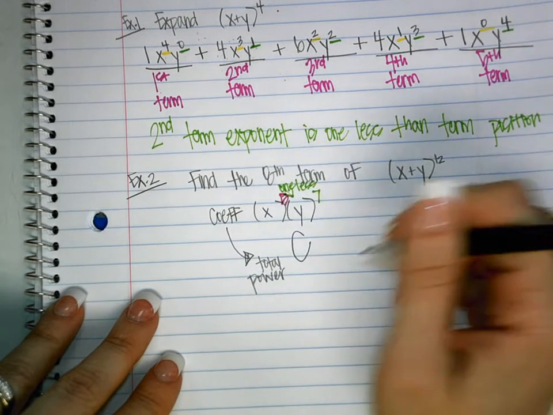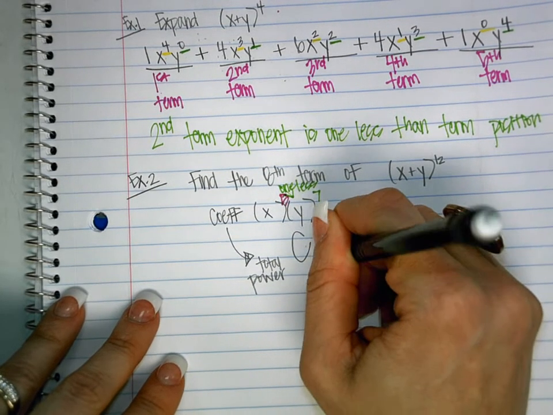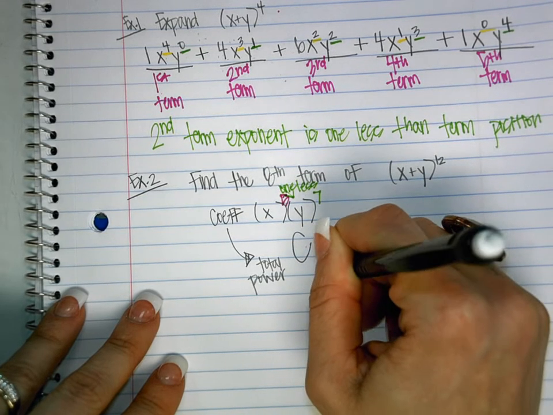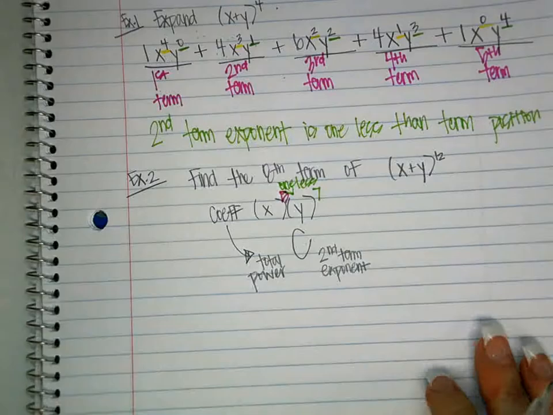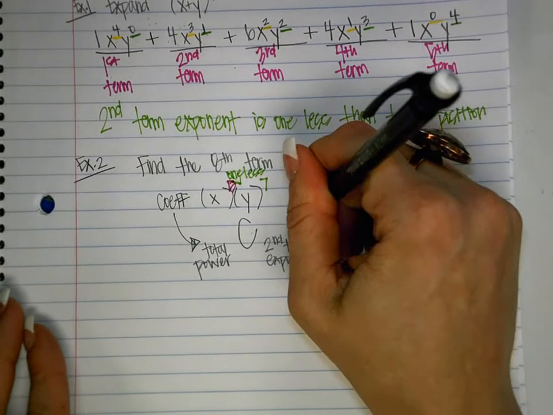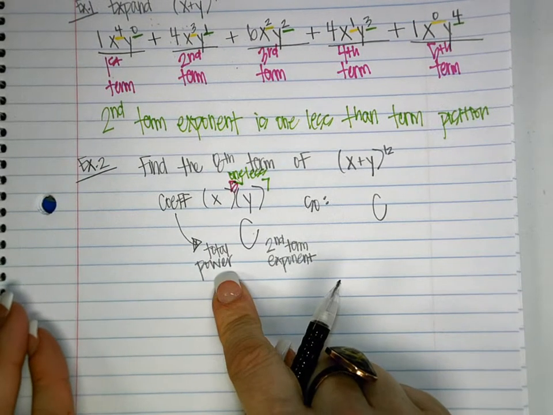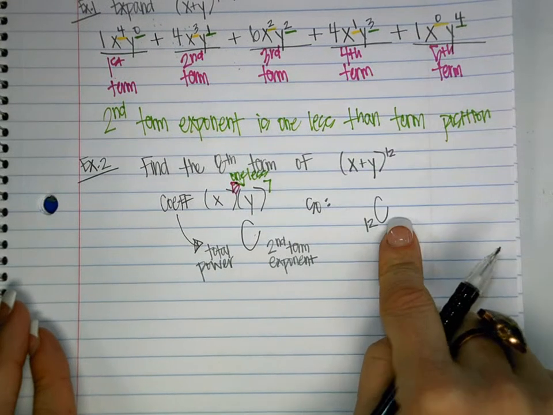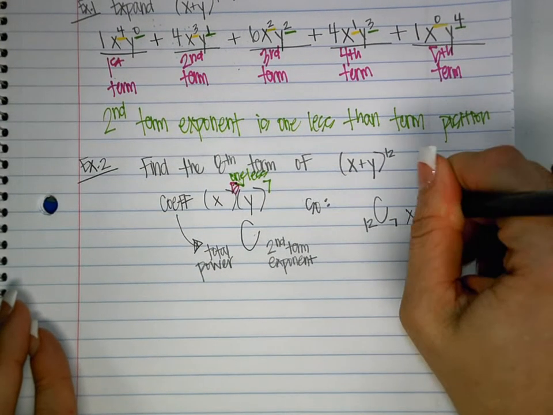So total power of the problem. And the second part on the second side is the second term exponent. If I was going to work this example out, what's your total power of the x? 12. C, what's the second exponent? 7. Then you'd have x to the 5th, y to the 7th.